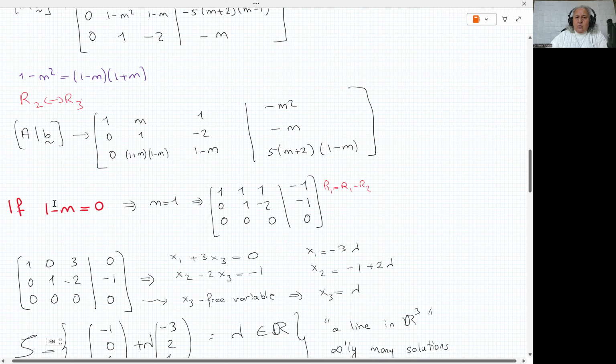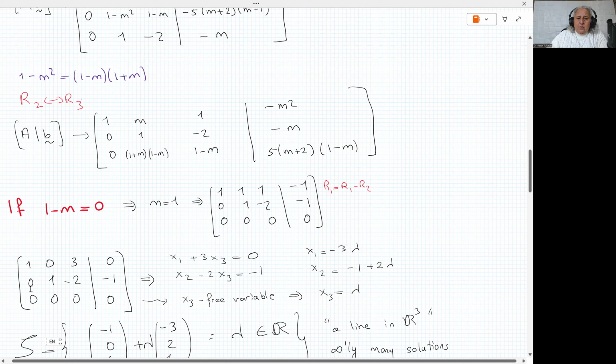So if 1 minus m is equal to 0, which is the case when m is equal to 1, then we will put m equal to 1 in here. Then the last row again will be 0, 0, 0. And that will be 1, and that will be minus 1 squared, which is minus 1. And this is 0, this is 0. So we should have, again, infinitely many solutions. But it is not reduced yet. In order to fully reduce, we want this position to be 0. So this is why we apply the row operation R1 equals R1 minus R2.